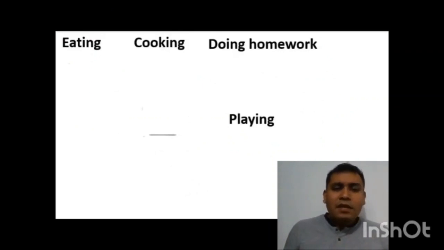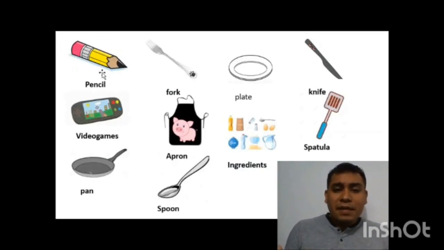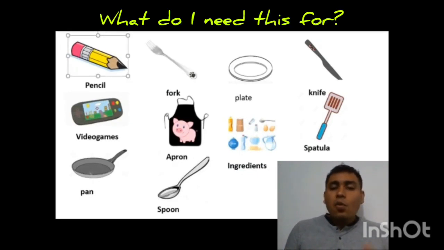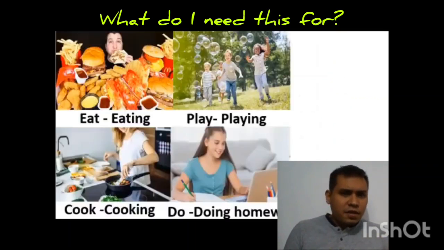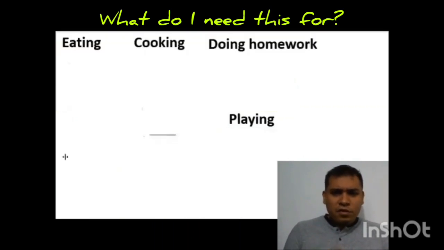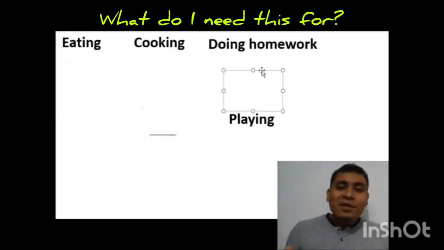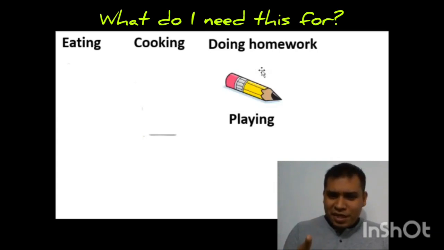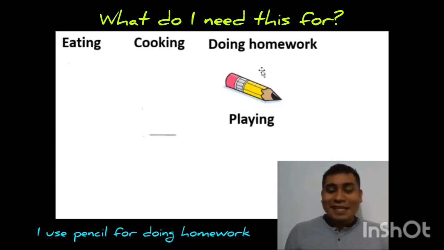Let's start with this. The first one is going to be the pencil. Can you tell me what I need the pencil for? I need the pencil for eating, cooking, doing homework, or playing. Which of the 4? Can you tell me? Doing homework, right? Okay, let's see in doing homework if we have the pencil in there. Are you ready? Let's see. 1, 2, 3. Is it there? Yes, it is. Okay, that's excellent.